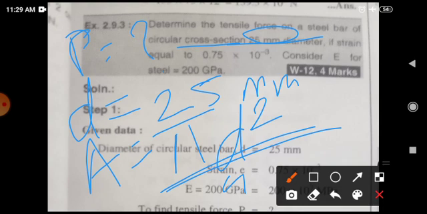Next one is strain. What is the notation of strain? It equals small e, which equals 0.75 into 10 raised to minus 3. You can see there is no unit for the strain. And we have been given the elastic constant, which equals 200 gigapascal. GPa means gigapascal. Giga stands for 10 raised to 9.